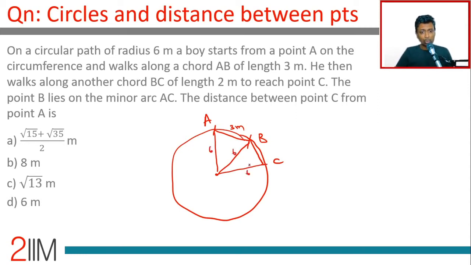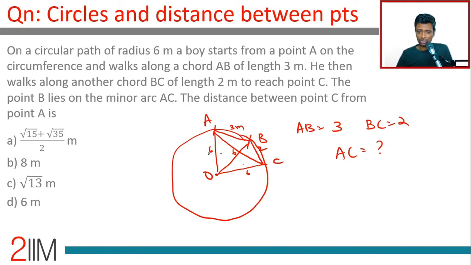The distance between point C and point A, we need to find AC. AB is 3, BC is 2. Find AC. That's what our question boils down to. In all of these questions, we know that we can figure out some elements of this. In triangle AOB, we have 3 sides. In triangle BOC, we have 3 sides. We should be able to find whatever we want. In triangle AOC is where it will crack open.